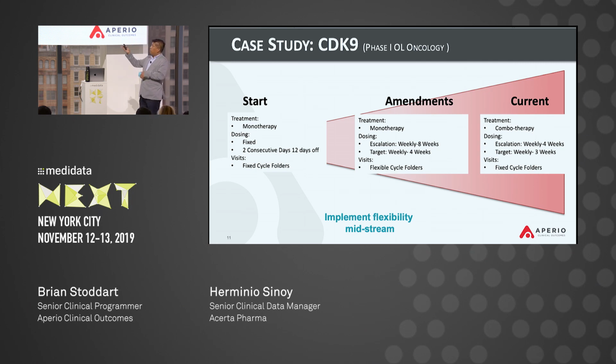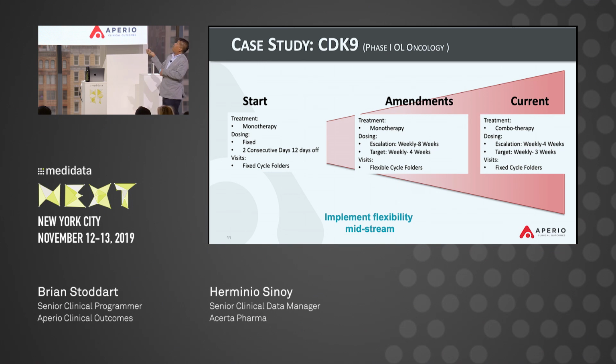There have been, along the way, a number of amendments. The dosing schedule did change because they changed it to weekly dosing, and I'll get to why in just a bit. And then, it was still a dose escalation initially of 8 weeks and then 4-week target cycles, but we needed to make it flexible with the change to the weekly.